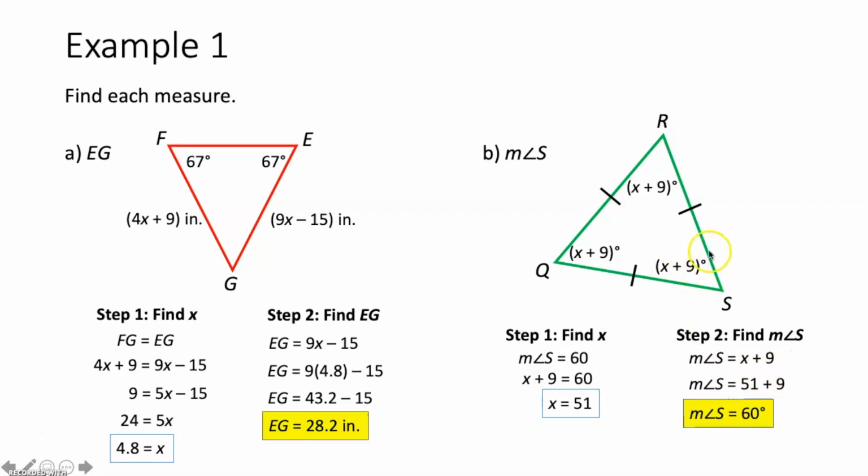Oh, wait, we already knew that. This is an equilateral triangle, and by the equilateral triangle corollaries, we know that the measure of each angle must be 60 degrees. So I technically didn't even need to solve for x. I just had to figure out that this is an equilateral triangle, therefore the measure of angle S is 60 degrees.